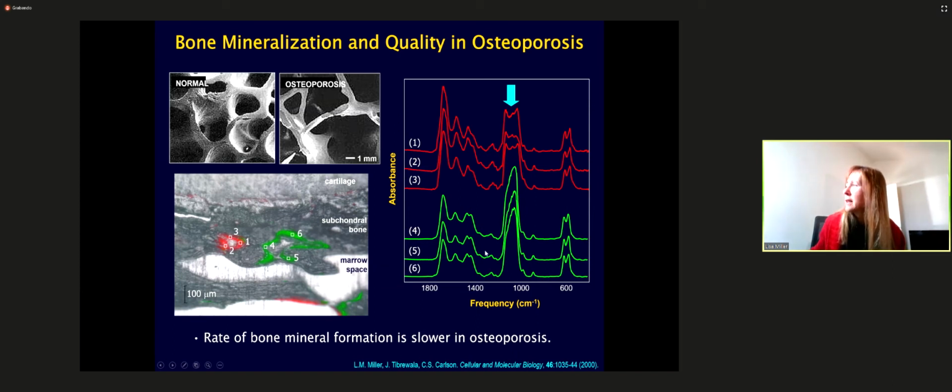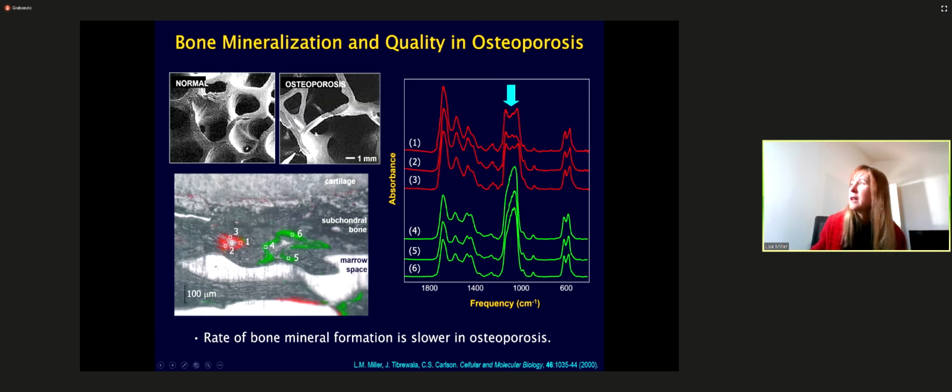And what we really wanted to know, this is your mineral peak, this is your phosphate peak. So if you look at the green ones, you can see that it's very big. And so that means that the bone produced right after ovariectomy was still healthy bone. But if you look 2 years after ovariectomy, you can see that these peaks are a lot shorter. It's about half the size of what they're supposed to be. And so what that's telling us is that bone composition is actually affected with osteoporosis, and more specifically that the bone mineral formation is slowed down.